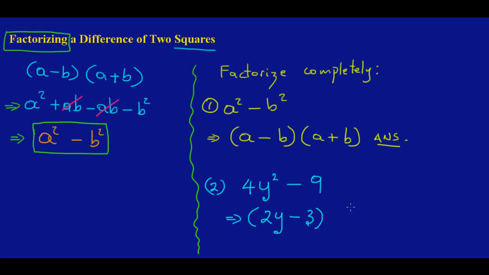And now since it's a difference of two squares, it means that the same thing must be inside the next bracket. But in this case I'm going to change my negative sign to a positive sign, and that's my answer. That's how we factorize a difference of two squares. Okay, let me work another question. We have time for another question.